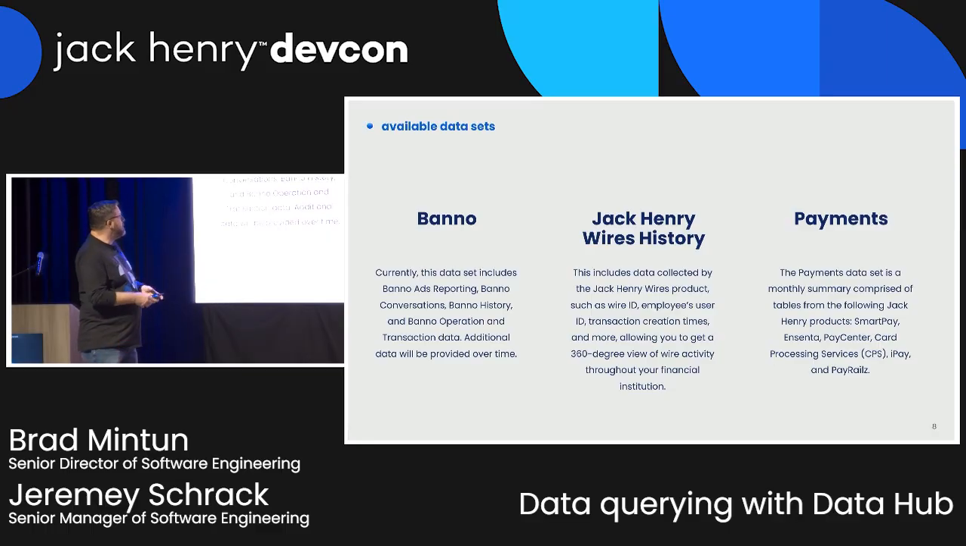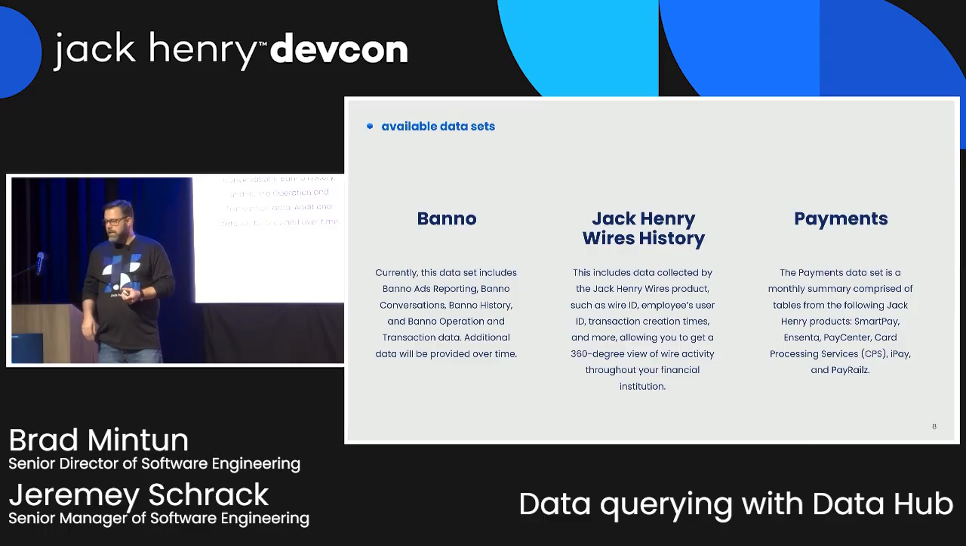So first of all, we have Banno available, and within the Banno data set, we've got things like the ads reporting, Banno conversations, Banno history. We've got the operations and transactional data, including very soon the transfers data as well. We've got Jack Henry Wires history. This includes data collected by the Jack Henry Wires product, wire ID, employee user ID, those types of things.